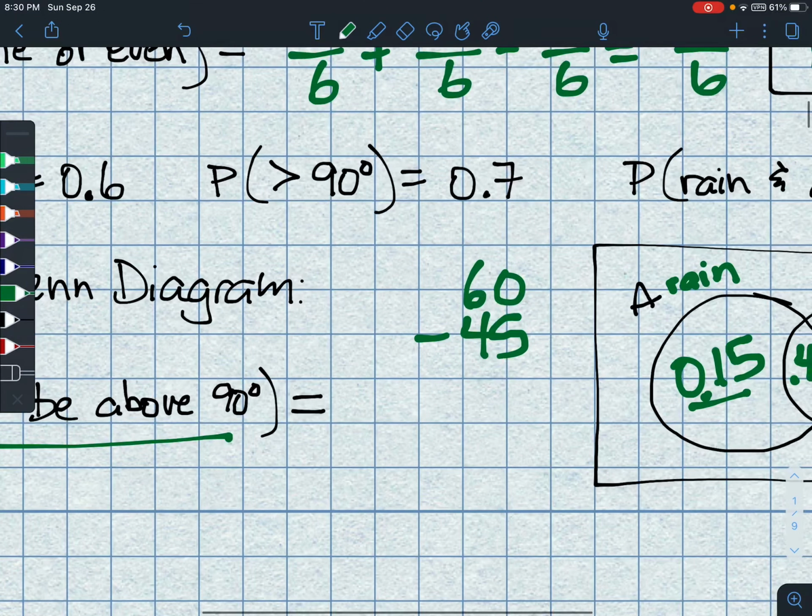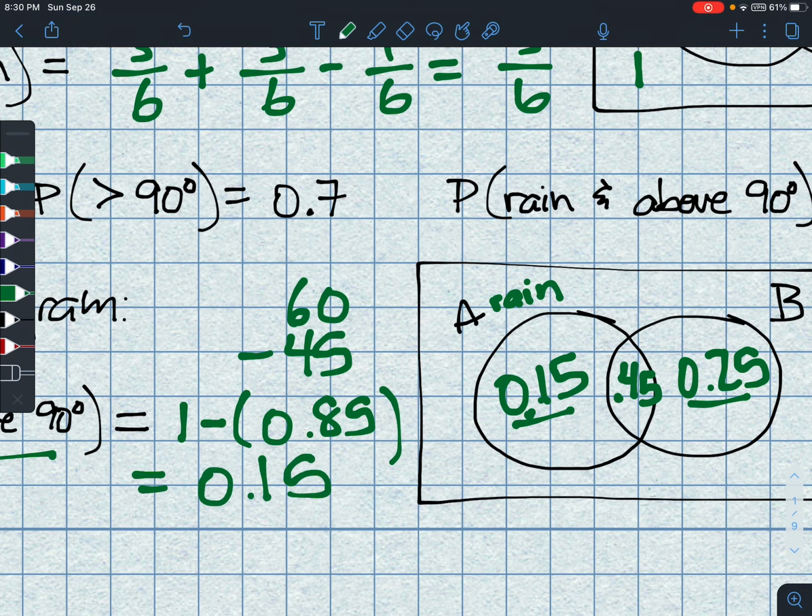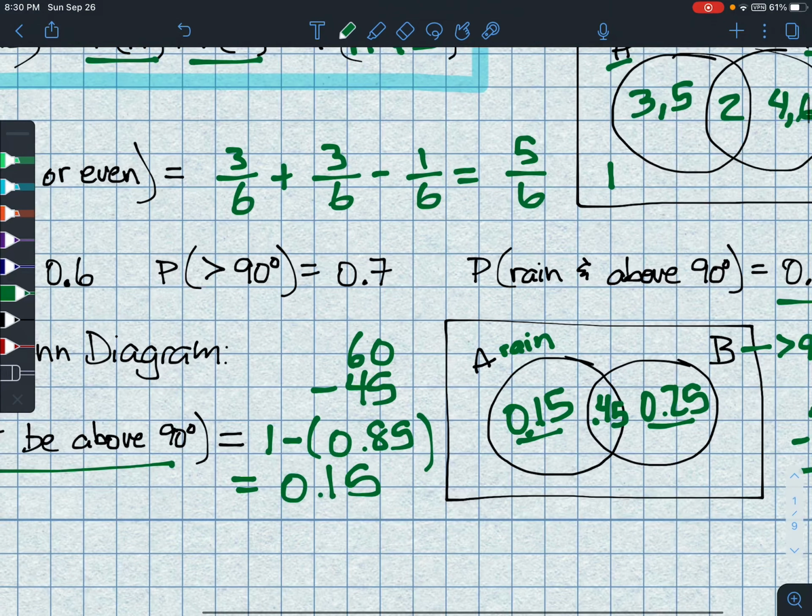So I'm going to say 1, because that's 100%, minus, and now what I'm going to do is add up those three things. What three things? The 15, the 45, and the 25. Okay? And I'm going to add that up in my brain. Hopefully I don't make a mistake. You can check on my calculator. 15 and 45 is 60, so that's 85. So I could write it down as 1 minus 0.85 is 0.15. So 15% chance of that occurring. Okay, that would be outside here.